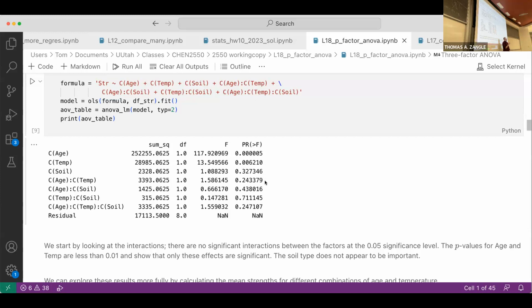It's not that age influences temperature, it's that the combination of age and temperature is different than having those two things adjusted independently. It would be like if the older soil behaves differently at higher temperature than the younger soil.